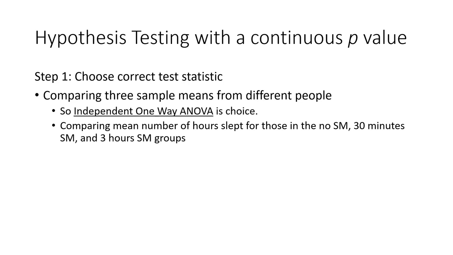And specifically in this example, you're comparing the mean number of hours slept for those in the 3 different social media use conditions: the people who aren't using it at all for a week, people who are using it for 30 minutes a day for a week, and people who are using it for 3 hours a day for that week.